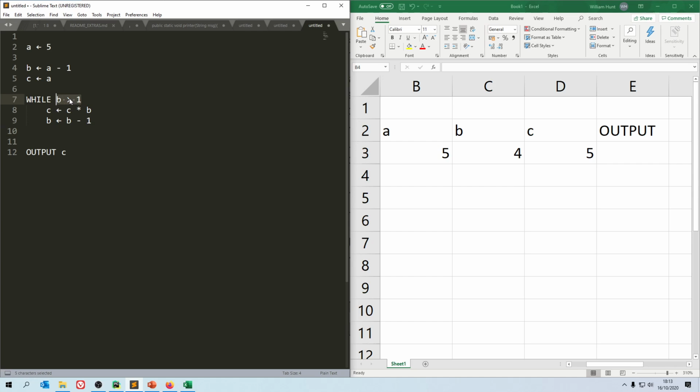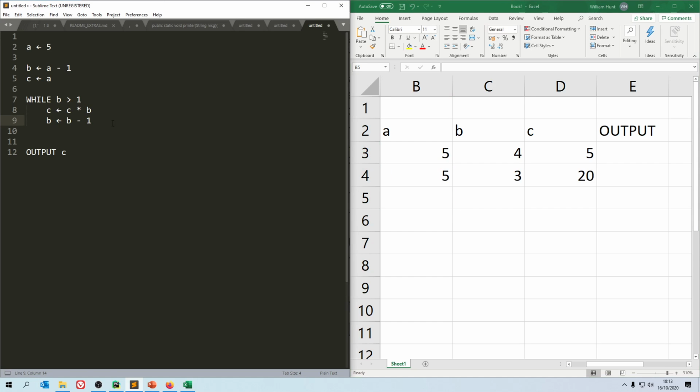So we say while B is greater than 1, so we're going to do this once. C equals C times B. What's C times B? C times B is 20, right? That seems right to me. Then B equals B minus 1. So subtract 1 from B.